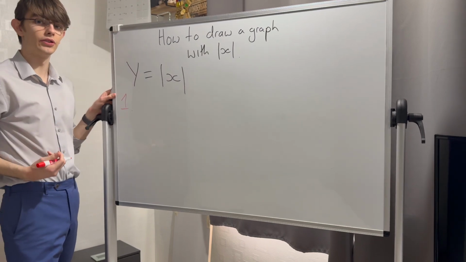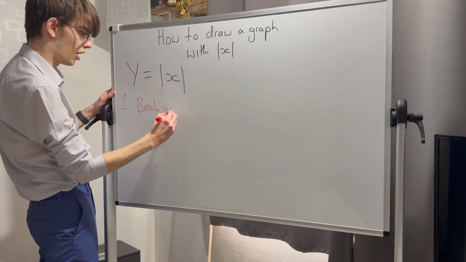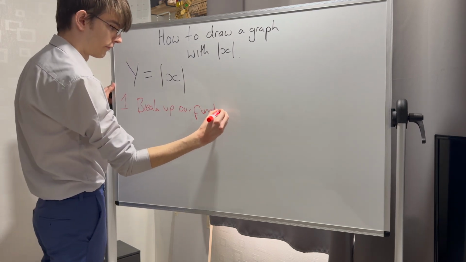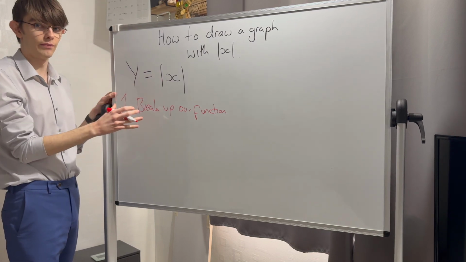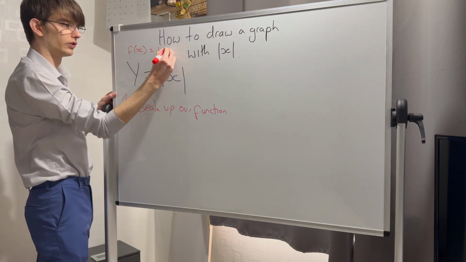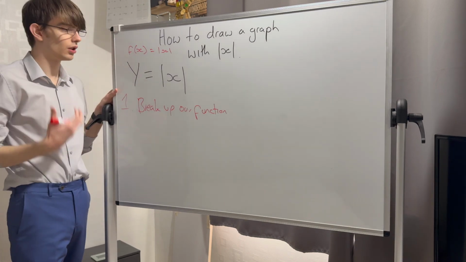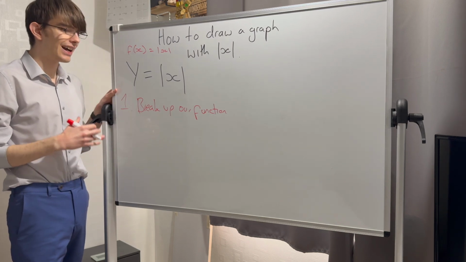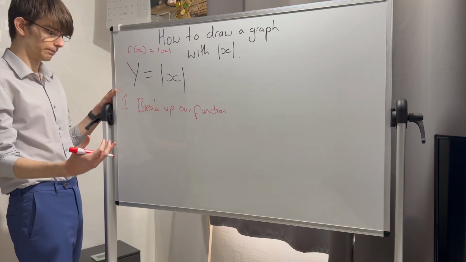Right, the first thing we want to do is we want to break up our function. Now, what I mean by that is, have a look at our function. In this case, I've written it with a y, but of course, f of x equals the modulus of x is probably going to be more common, and that's the one I'm probably going to be using from here on out. But let's stick with the y for now. We want to break it up. And the way I like to say to break it up is as follows.